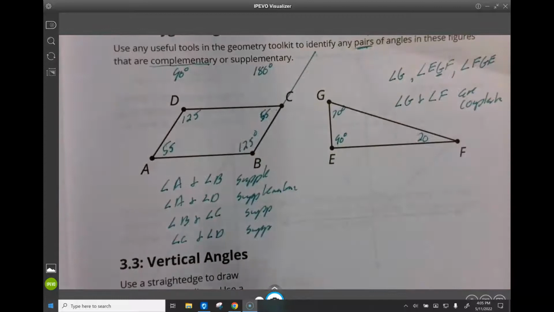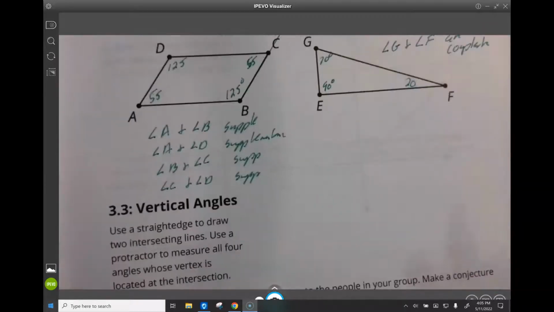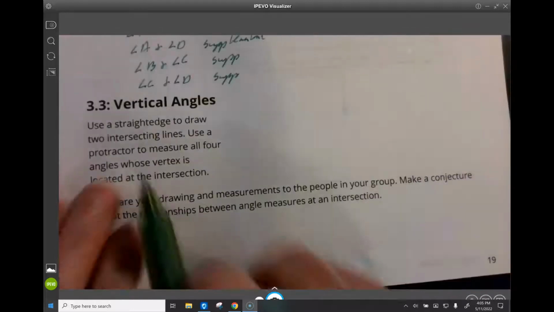And you'll learn about those. There are theorems in geometry when you get to do that in high school. I know, you're excited. Okay, so here we go.